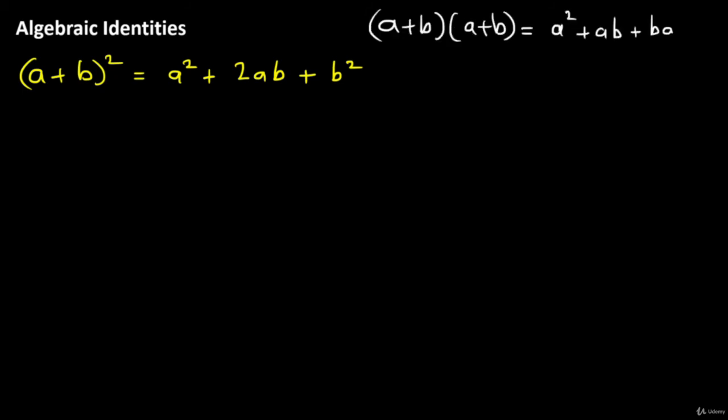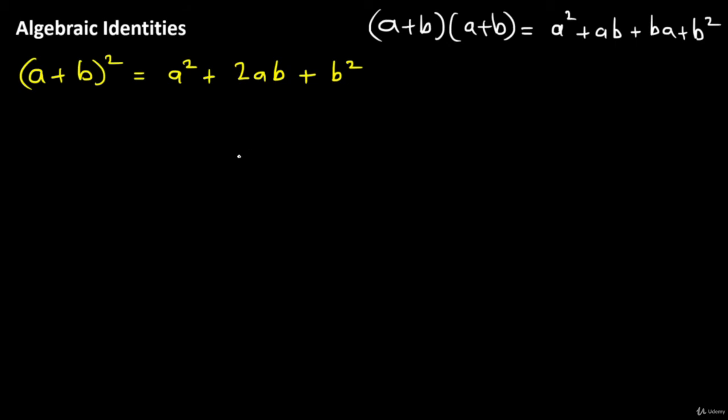Hi students, in this video, let's discuss the most important algebraic identities. Let's get started. a plus b the whole square is equal to a square plus 2ab plus b square. Now how do we do this? We just multiply a plus b with a plus b.